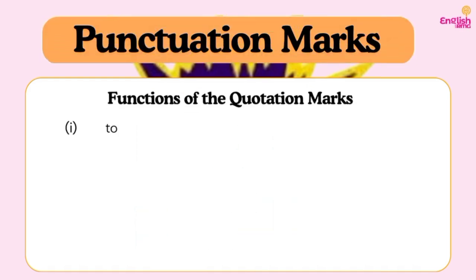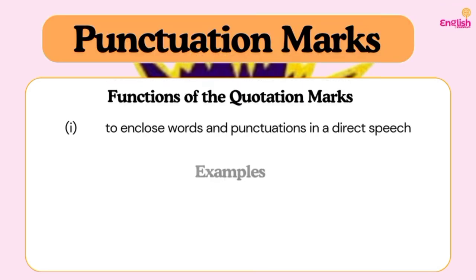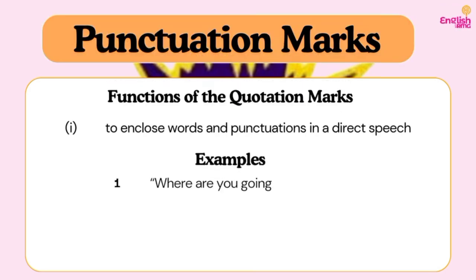Why do we need to use them in writing? Function number one is to enclose words and punctuations in a direct speech. That is, when you want to say something exactly the way that person has said it, then you need to put it in quotes because you are not the one that said it earlier. Do you understand? If your mommy says, "Keep short, Daniel," and you want to say, mommy said, "Keep short, Daniel," you need to put it in quotes because you are saying it exactly the way mommy has said it. Do you understand?